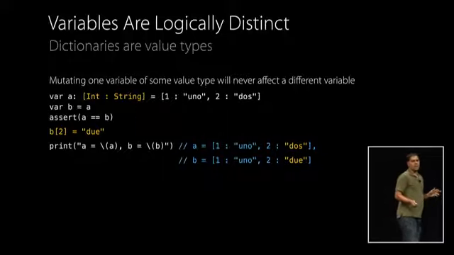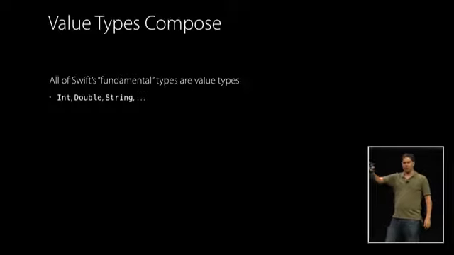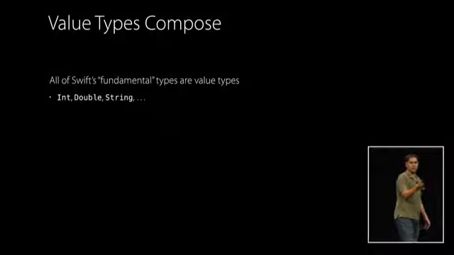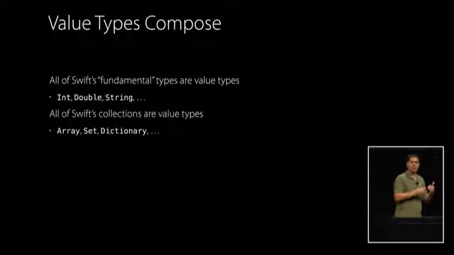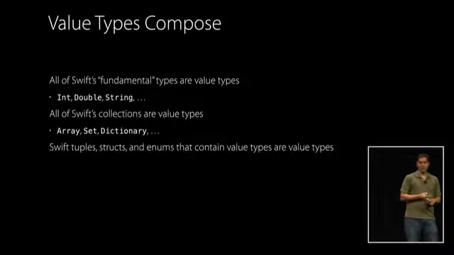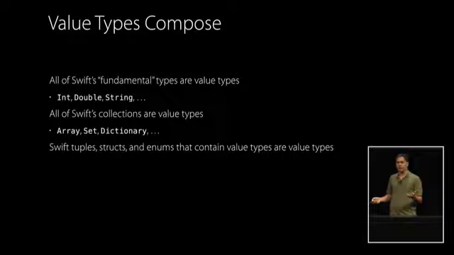The great thing here is that value types compose beautifully. So you can build up very rich abstractions all in the world of value semantics easily. So in Swift, all the fundamental types, integers, doubles, strings, characters, etc., they're all value types. They have this fundamental behavior that two variables are logically distinct. All the collections we build on top of them, array, set, dictionary, are value types when they're given value types. And the language abstractions you use to build your own types, tuples, structs, and enums. When you put value types into those, you get value types out. Again, it's very, very easy to build rich abstractions all in the world of value semantics.